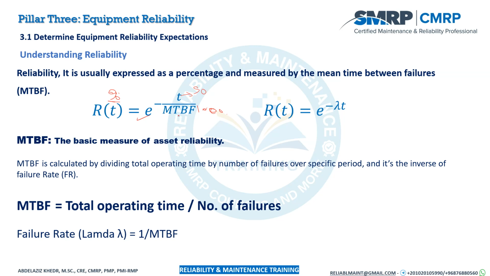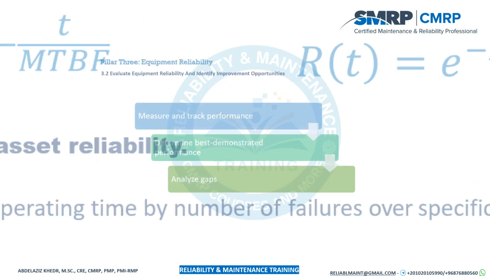Also, mean time between failure is the reciprocal of failure rate, which is lambda. So mean time between failure equals 1 over lambda, which is called the reciprocal, and also failure rate can be considered the reciprocal of mean time between failure, and typically these are common questions in the real exam.